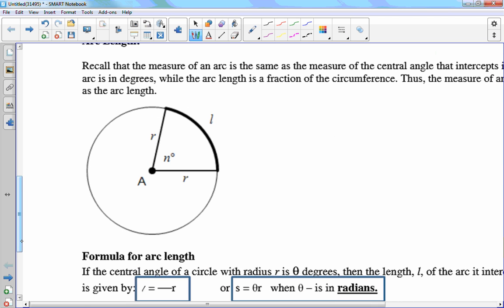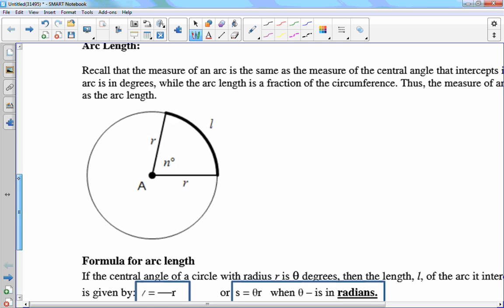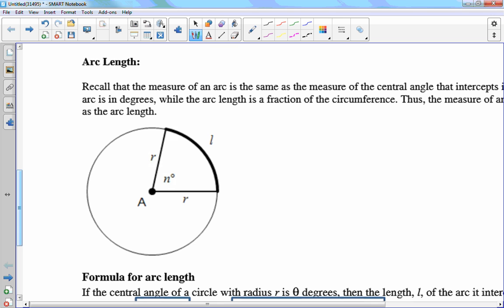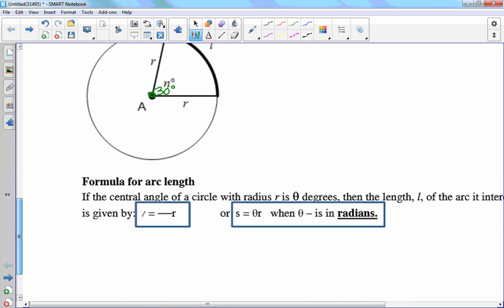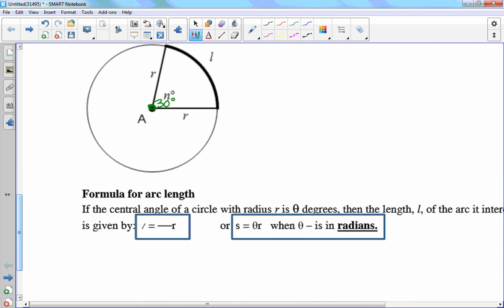Arc length. We kind of talked about the lengths of arcs and their relationship to angles already. But the measure of the arc is different than the arc length. The measure of the arc is the same as the central angle. So if this angle was 30 degrees, what would the measure of the arc be? 30 degrees. The arc length is different. Arc length is a fraction of the circumference. Here it is, right here in the box. That's the formula.